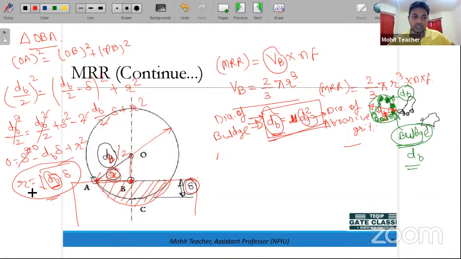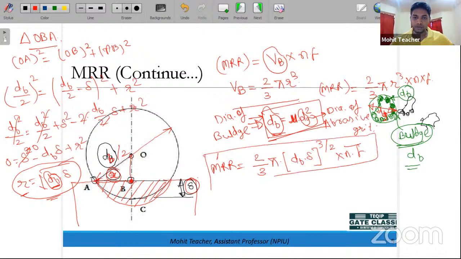Now you can put this value of r in the MRR formula. So the material removal rate will be equal to 2 by 3 pi into r, that is root of DB into delta, so delta cube by 2, because 1 by 2 root is there, into n into f. But in the question, the bulge diameter may not be given to you, because you can get it from dg.